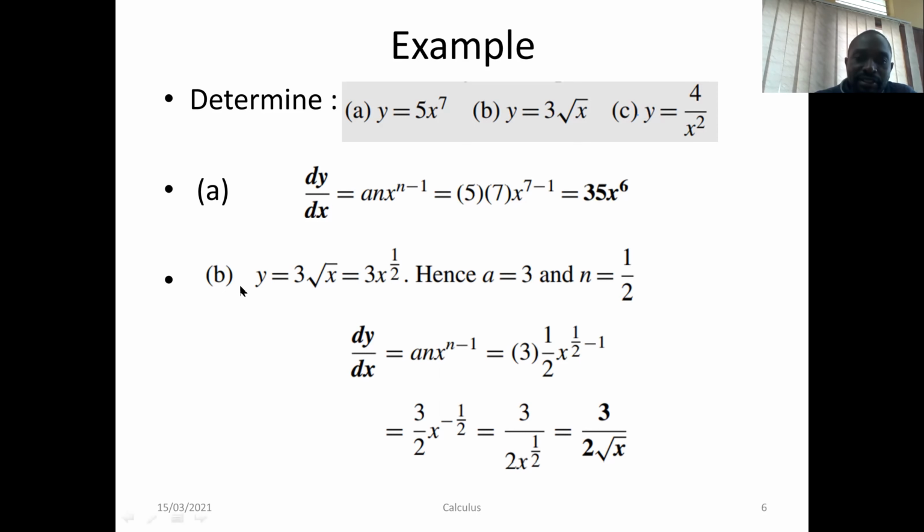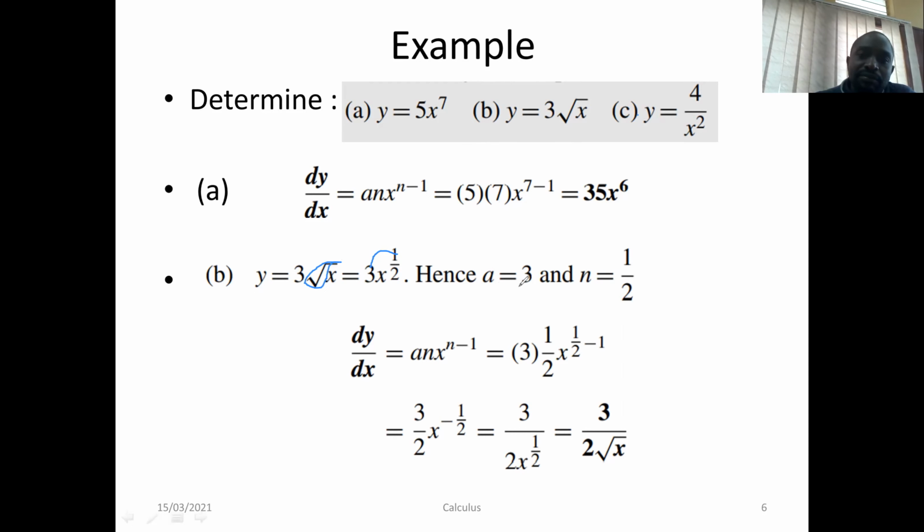In this case, example number B, you have y equals 3 multiplied by root of x. Now 3 multiplied by root of x. This root here can be simplified as x to the power half. Therefore, x will now have a power of half, which is basically a root. Then this power can be multiplied again by the coefficient 3.